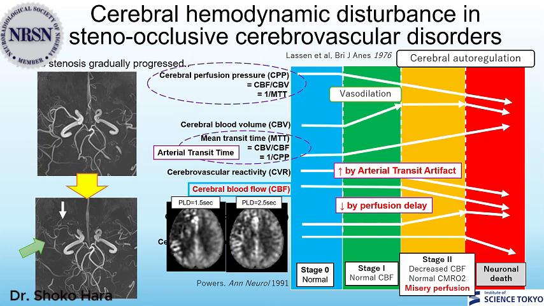However, when you observe decreased CBF, arterial transit artifacts, and prolonged arterial transit time, you can infer that perfusion pressure is reduced, true CBF may be decreased, and OEF may be elevated.